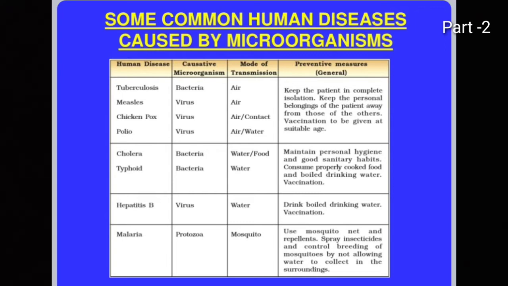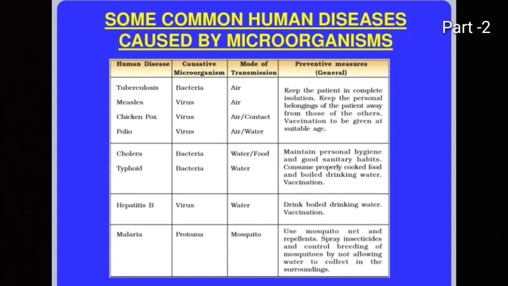Then next is hepatitis B disease. It is caused by a virus and the mode of transmission is water. Now, what are the preventive measures which you should adopt? You should drink boiled drinking water because it kills most of the bacteria. Boiling water is very good for your health. Rather, I will suggest you to drink boiled water every day. And then second is vaccination.